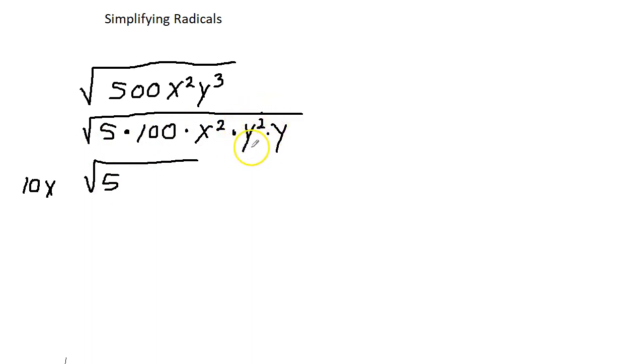Square root of y squared is y, so a y comes out of the radical, and this y is left inside because y to the first power is not a perfect square. So our answer is 10xy square root of 5y.